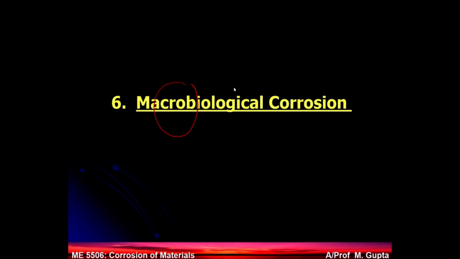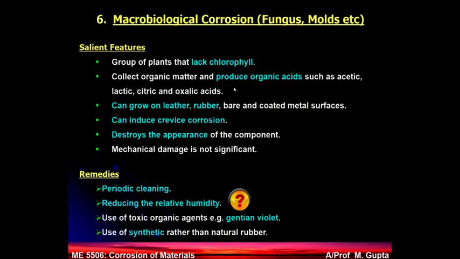So the word macro here means you can see with unaided eyes, and biological means when it is affected by biological organisms. Some organisms which we can see with our eyes are, for example, the first case is fungus and molds. Now they can be classified as the plants that lack chlorophyll, or some people classify them not in the plants at all. Whatever it is, they are living organisms, and when they come and deposit and make colonies over the surface, because of the biological activity, they can create organic acids.